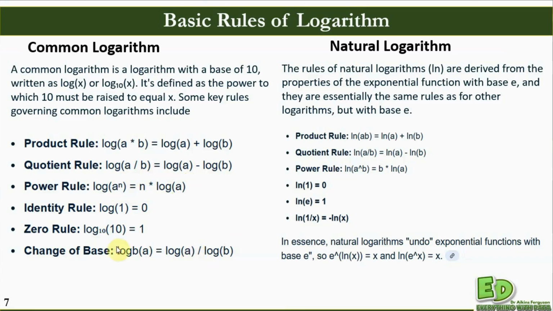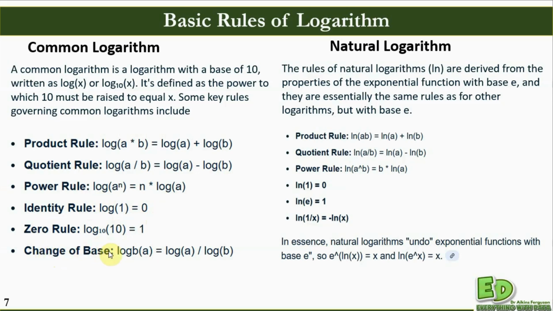Looking at the next one, what is called the identity rule. The identity rule is just saying that log of 1 is equal to 0, right? And then the other rule is saying that if you have log 10 to the base 10, it is equal to 1.